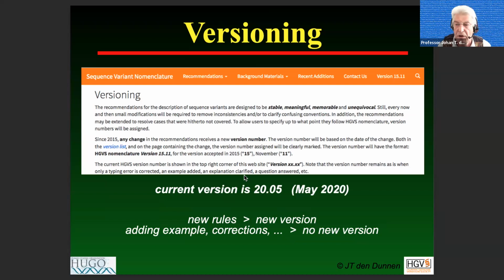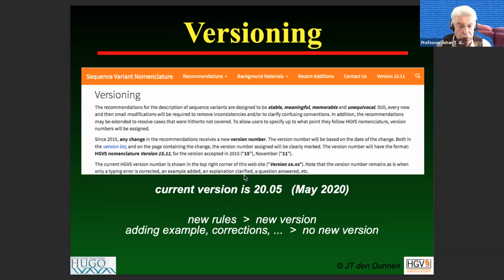As I mentioned, we now use versioning. Top right on the screen of the HGVS nomenclature website, you will always be able to see the current version. As is mentioned here, the screenshot is older, that is from version 15.11. We currently have version 20.05, which means it was updated last in May 2020.